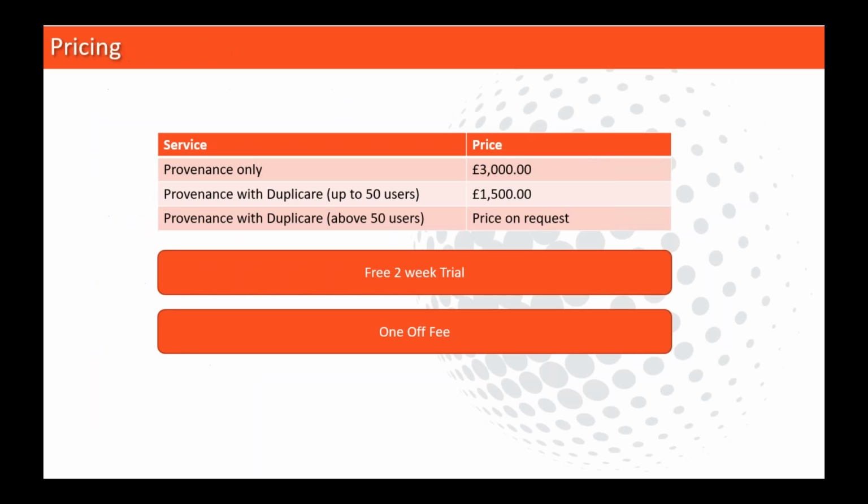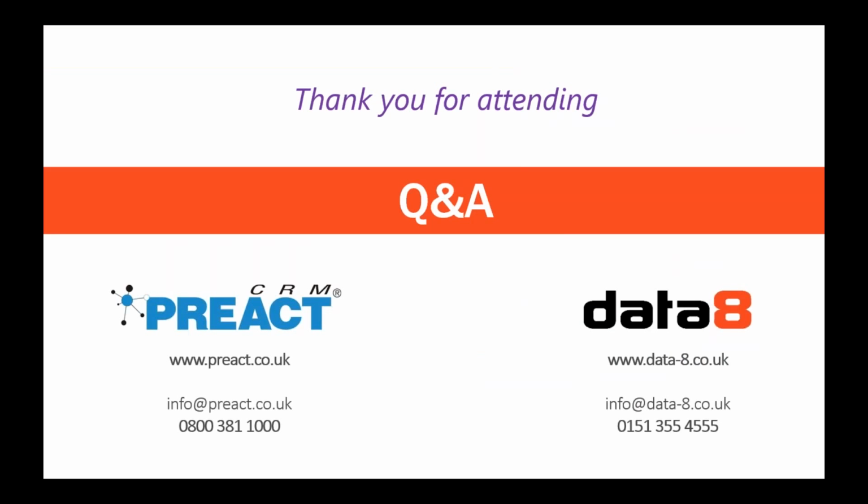The cost is £3,000 as a one-off. It's an installation fee, and we'll help you with that. If you decide to go with Duplicate, then we do a 50% offer, and if you're above 50 users, it's price on request and we'll discuss it. We have a free 2-week trial, so you can use it, understand it, and see if it works for you. And yeah, it's a one-off thing.